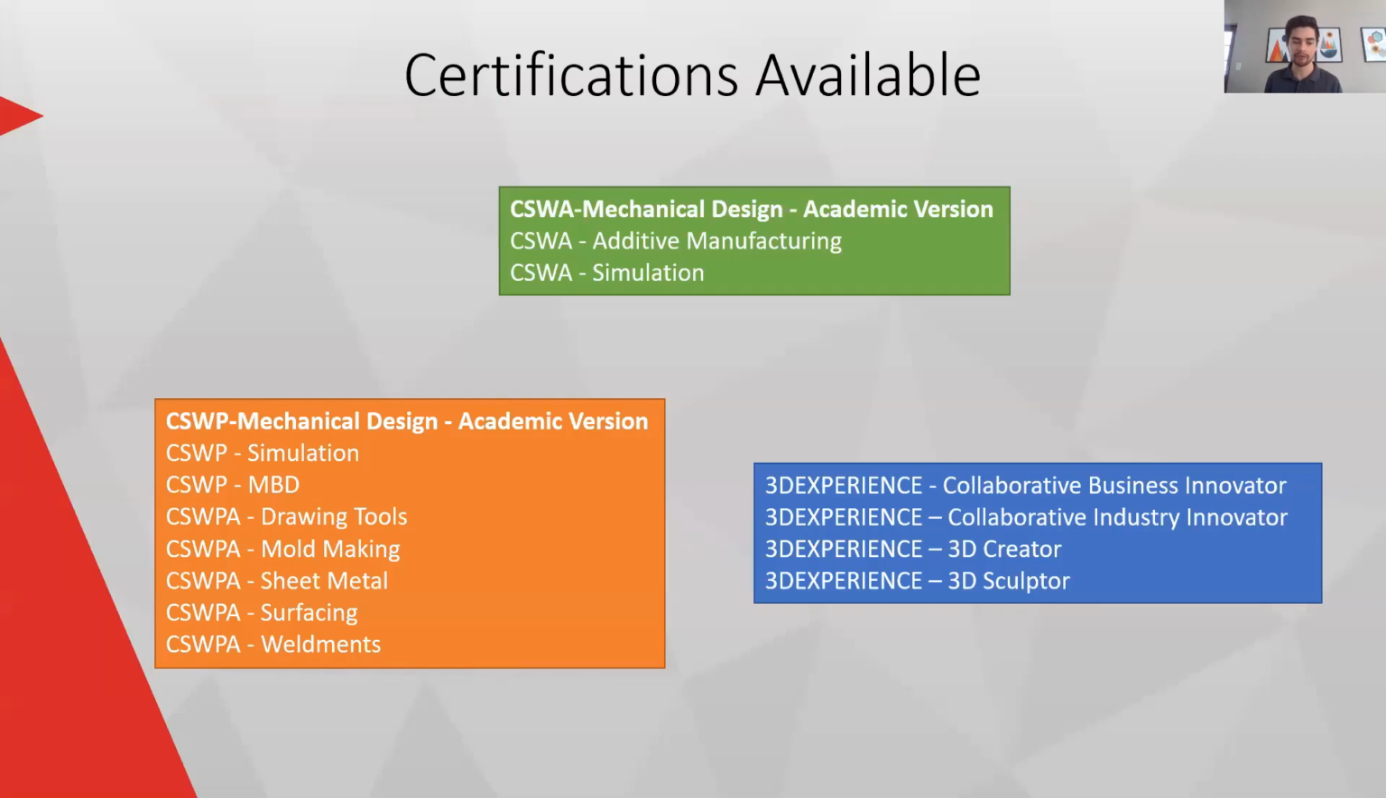Now, the CSWP is special in that it can be split into 3 parts because it's quite a lengthy exam. So it's 3 or 3.5 hours. And if you do it as 3 parts, each one is about an hour to an hour and a half. Now, obviously, there's additional ones, such as the CSWP for simulation, some for sheet metal surfacing, mold making. These are all really good certifications to do.